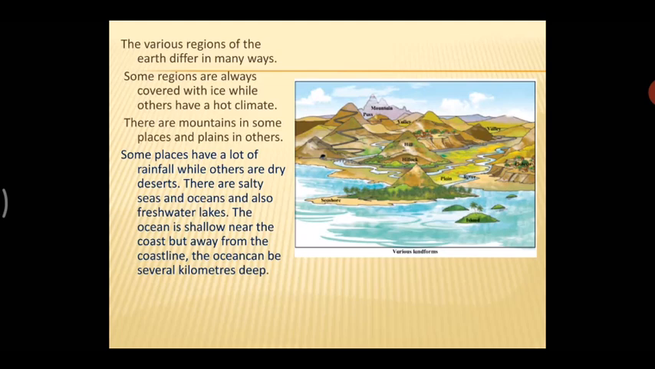There are mountains in some places and plains in others. Now you all might know there are very high mountains in some places and very plain surfaces in other places. Some places have a lot of rainfall while others are dry deserts. You might know that in deserts rain doesn't fall much. It's very hot over there.